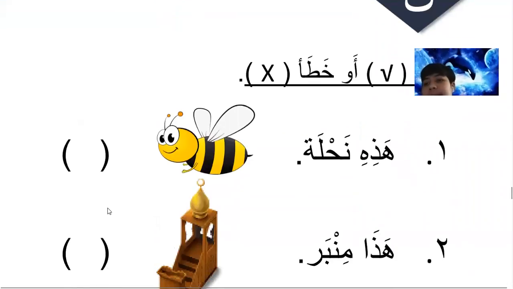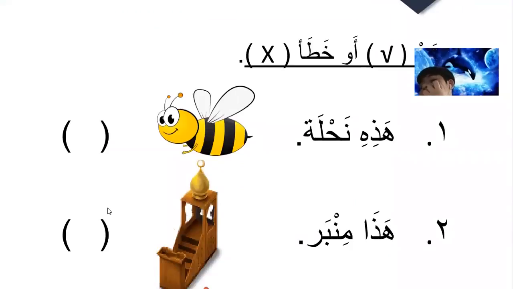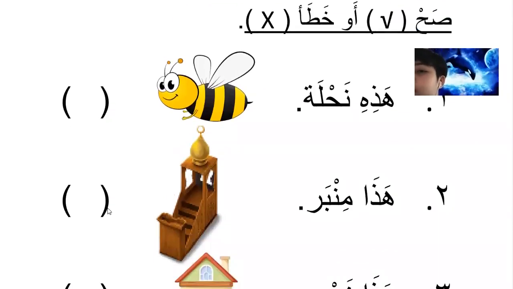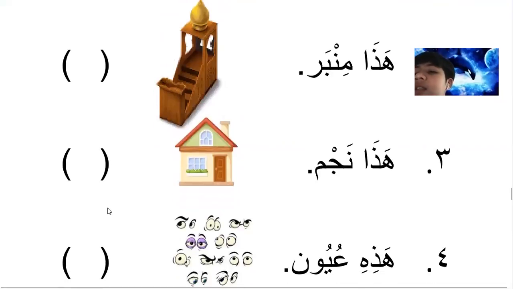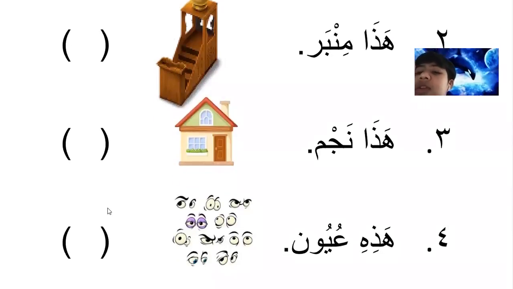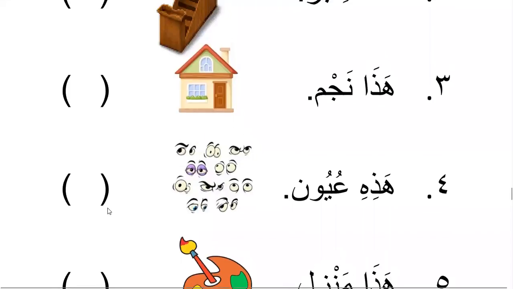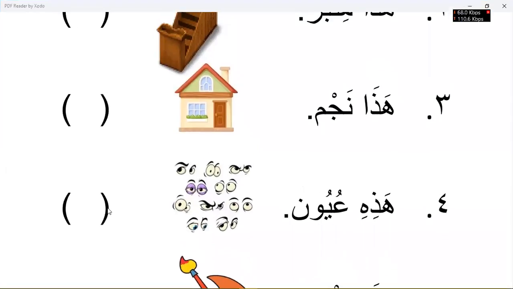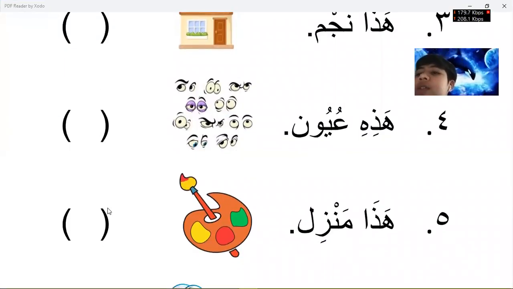Sa aw khata. Correct or wrong. Hadhihi nahla is sahih. Good. Hadha minbar is sahih. Hadha najm is sahih. Najm is star. Good. Hadha uyun is khata. Correct, it is sahih.